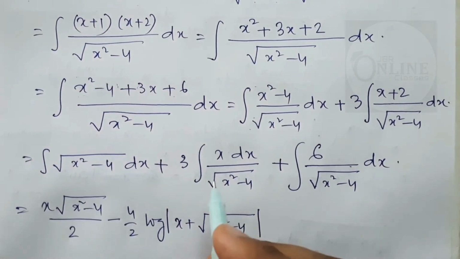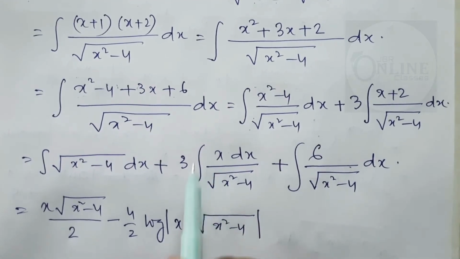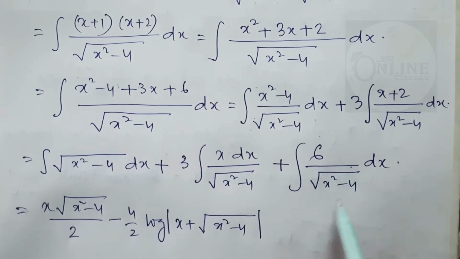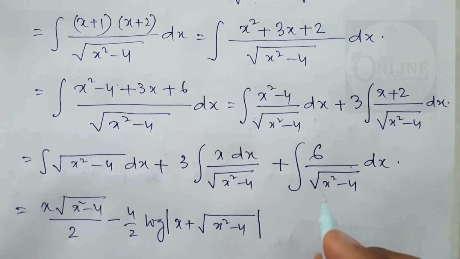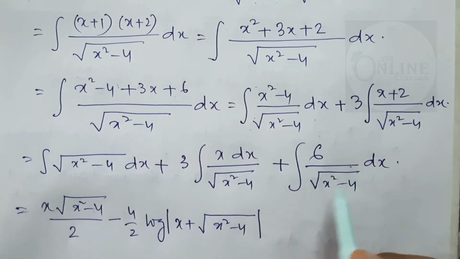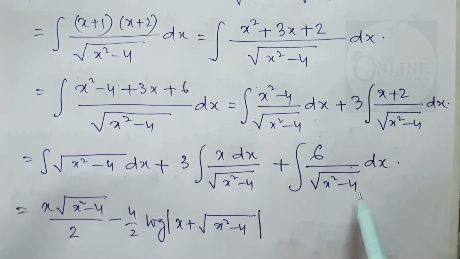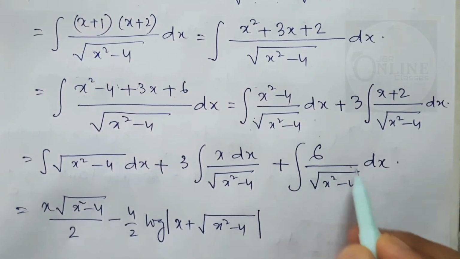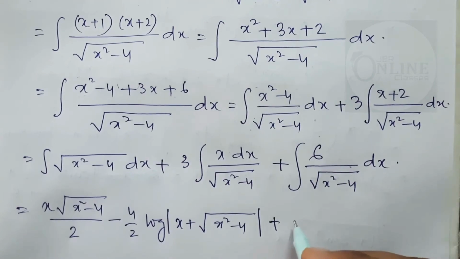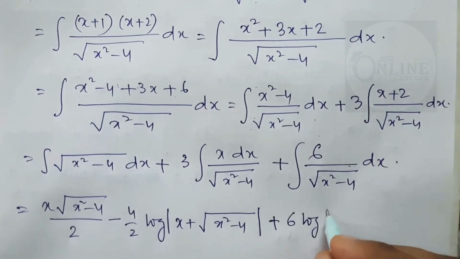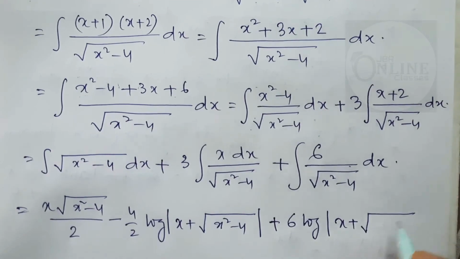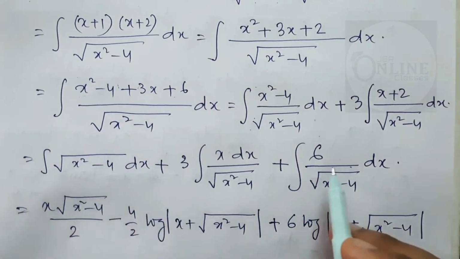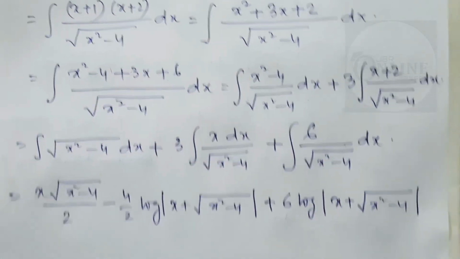Now this integration I am holding for some time. This is again a standard formula. Here that formula is for dx by root over x square minus a square. Please try to remember those standard formulas. So I am writing this integration as 6 into log of mod x plus root over x square minus 4, and that's it. So this integration and this integration both are done.